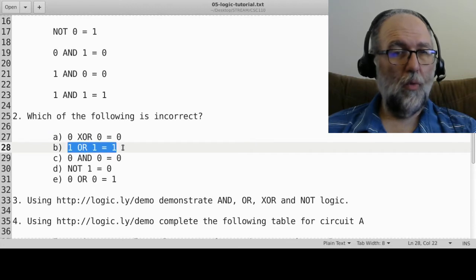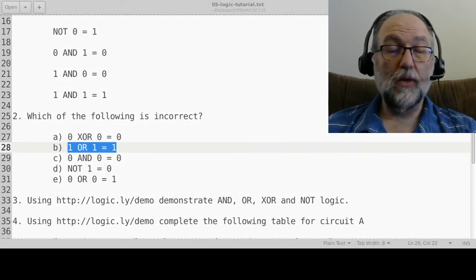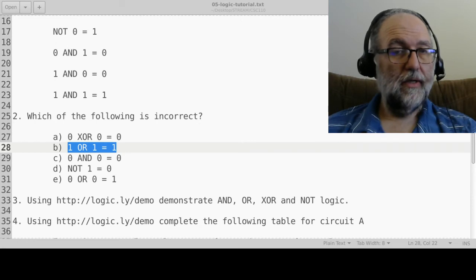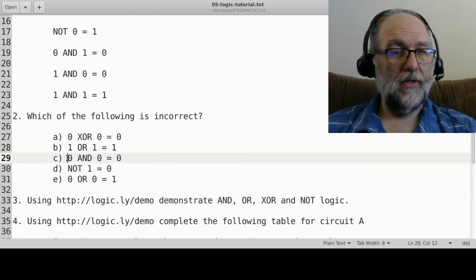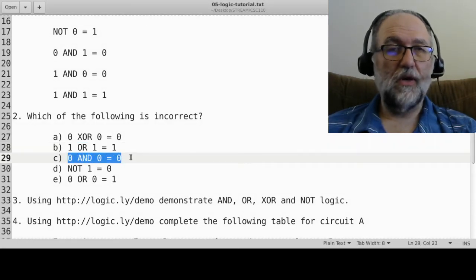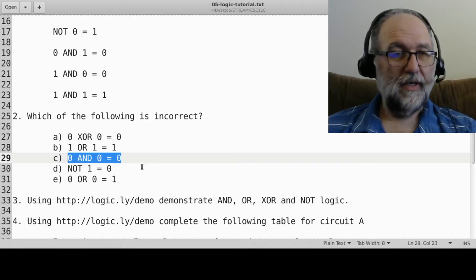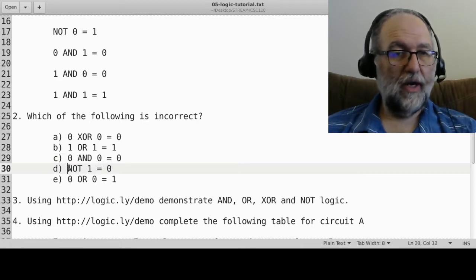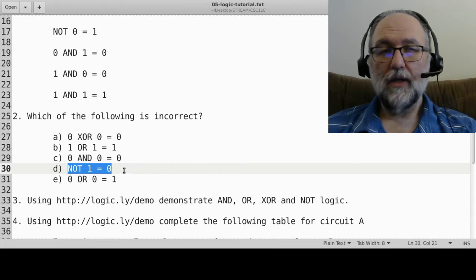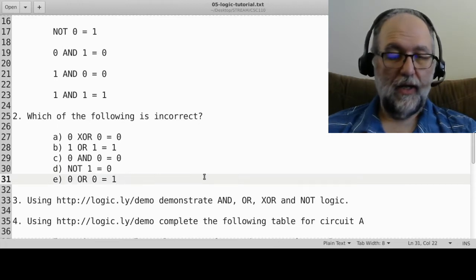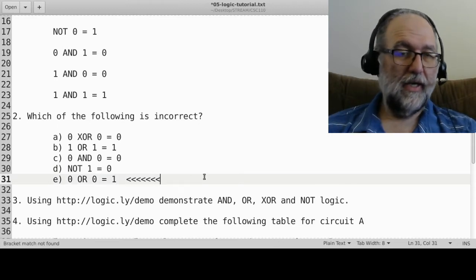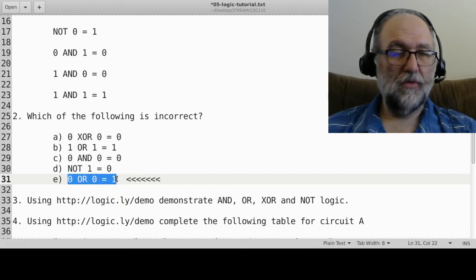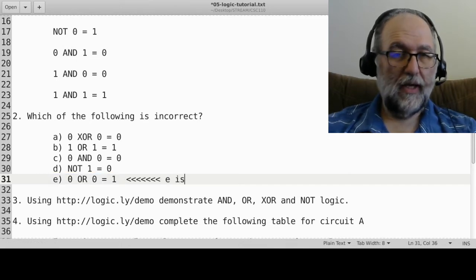Okay, what about 1 or 1? Well, 1 or 1 equals 1. That one is also correct. And what about 0 and 0 equals 0? Is that one correct? It is. Okay. And over here, not 1 is equal to 0. That one is also correct. This is incorrect because 0 or 0 should equal 0, but in fact I have 1. And so to answer this question, you would pick E. Okay, so E is the correct choice.